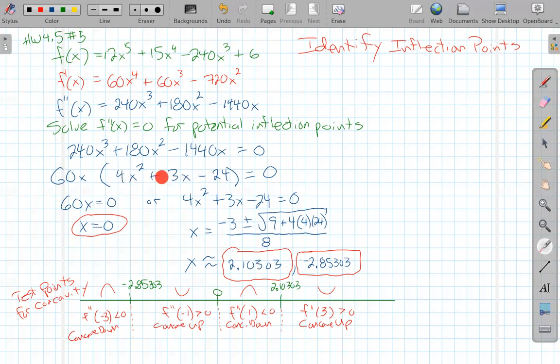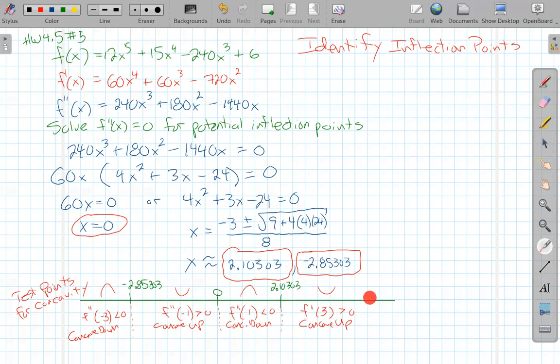This doesn't factor. You could try to, but I know it doesn't because when I applied the quadratic formula here, I got decimal answers that weren't fractions or whole numbers. Since we factored out the 60x, that means x equals 0 is one of my zeros for this second derivative. Otherwise, for this quadratic we have to use the quadratic formula. I get about 2.1 for one of the x values and negative 2.9-ish for the other one. And I don't know if these x values are inflection points until I do my test for concavity.